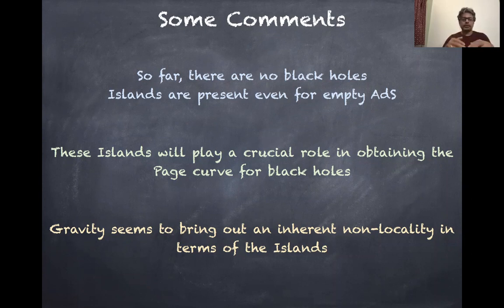Now, as it will hopefully become clear, these islands are going to play a very major role in obtaining what is called the phase curve for black holes. In other words, because of unitarity, you expect the entanglement entropy of the radiation coming out from the black hole to behave in a particular way. And that particular behavior is going to be reproduced precisely because of the presence of these islands. Without these islands, you will not have it. And as I already said, gravity seems to bring out this inherent non-locality, and somehow it becomes important and gives you the right, expected phase curve.